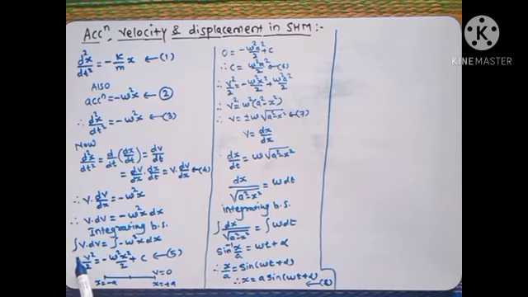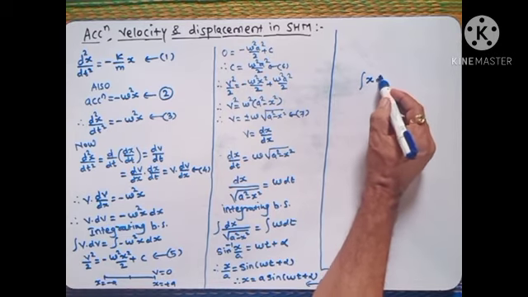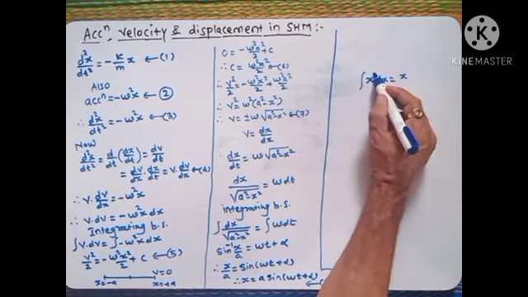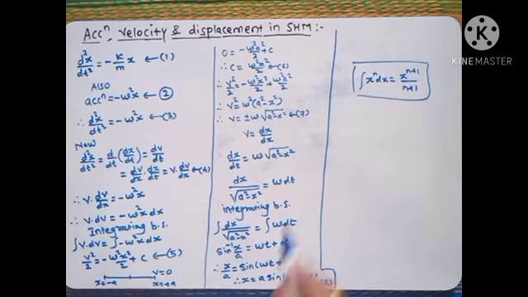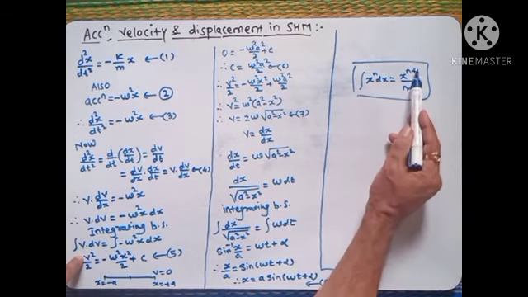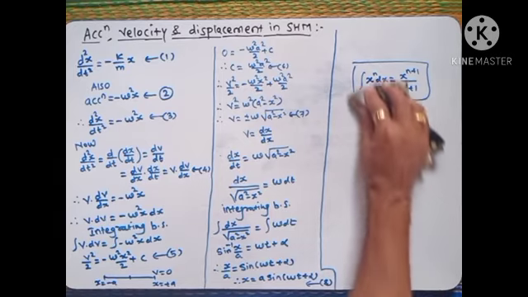Now integrating both sides, integration v dv is equal to integration minus omega square x dx, and integration of v dv means v square upon 2 is equal to minus omega square x square upon 2. For that, you know this formula, integration of x to the power n dx is equal to x raised to n plus 1 upon n plus 1. This is the basic formula we have used here. Instead of x we have v, raised to 1, therefore v raised to 1 plus 1 upon 1 plus 1 means v square upon 2. This is the basic formula you need.